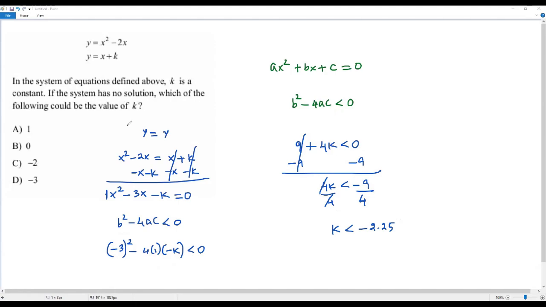Okay, here I got the value of the constant k as an inequality, that is k is less than negative 2.25. In the given answer choices, I have to consider the value that satisfies this inequality. That is, I have to get a value in the given answer choices that is less than negative 2.25. So that is negative 3 in answer choice D. Negative 3 is less than negative 2.25. So in the given answer choices, negative 3 could be the value of k. The correct answer choice for this question is D.